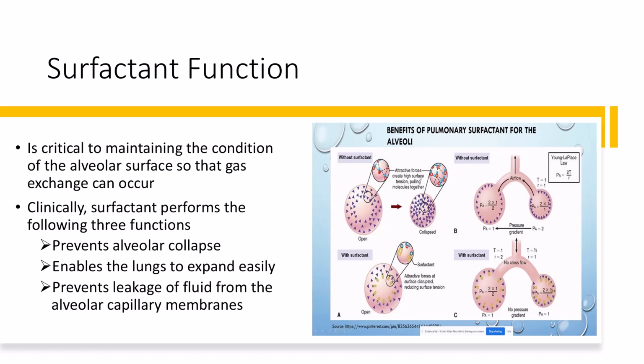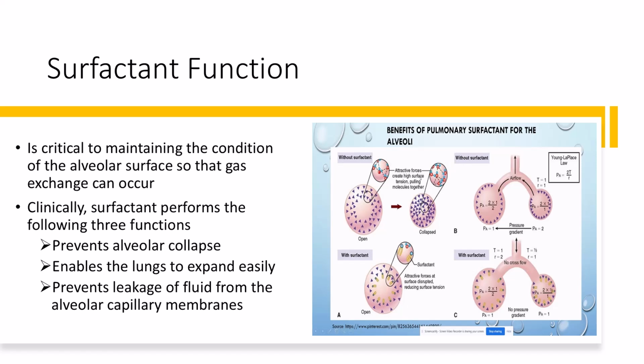Additionally, surfactant makes the lungs more compliant, reducing the effort required to inflate the alveoli during inhalation. Without surfactant, the high surface tension would make the lungs stiff and difficult to expand, requiring much greater effort to breathe. Surfactant also stabilizes the alveoli throughout the breathing cycle, ensuring that surface tension remains low during both inhalation and exhalation. This stability is crucial for efficient gas exchange and overall respiratory function.